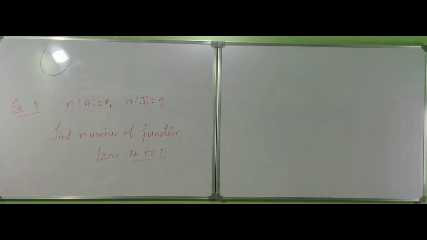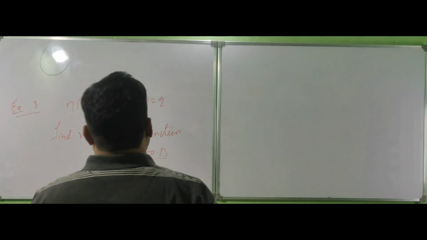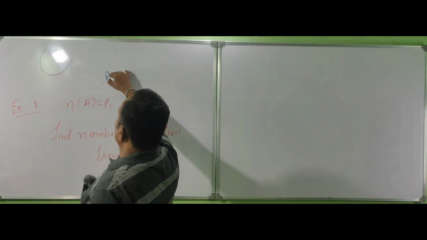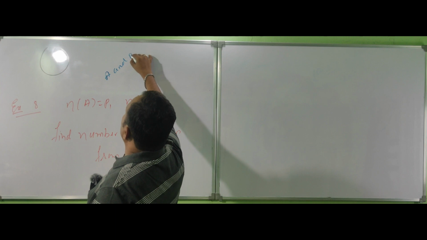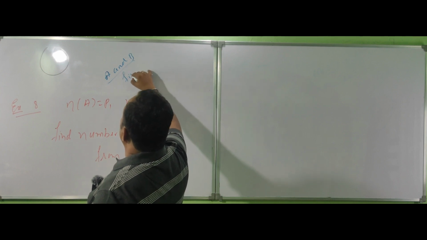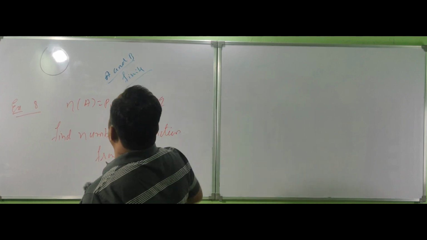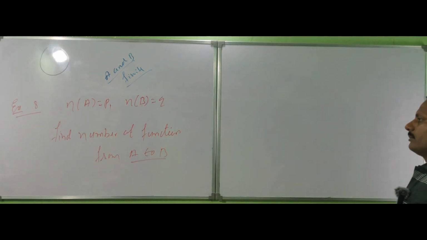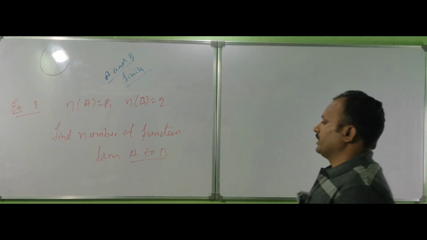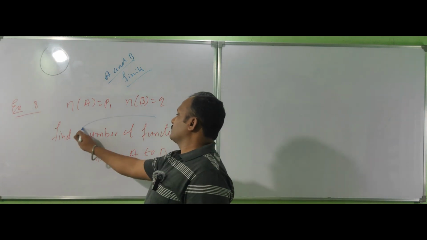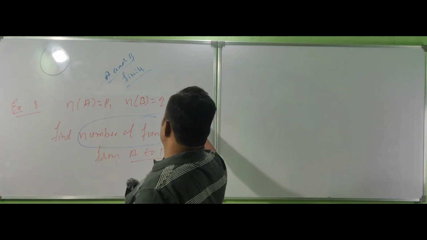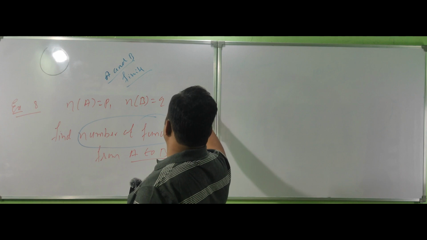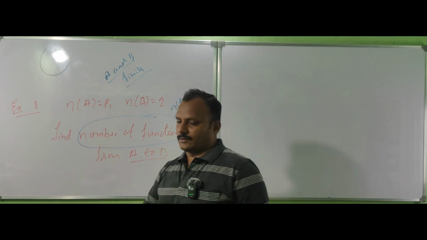Okay, sir. Next, very important. If A and B are two finite sets, then the number of elements in A is P and the number of elements in B is Q. Find the number of functions from A to B. Number of functions. You should find n of F, the number of functions.